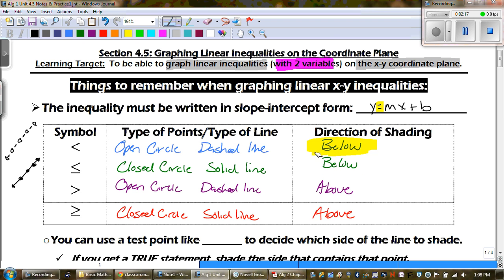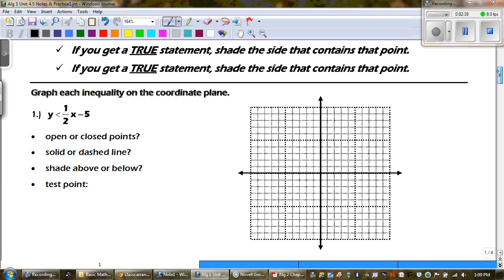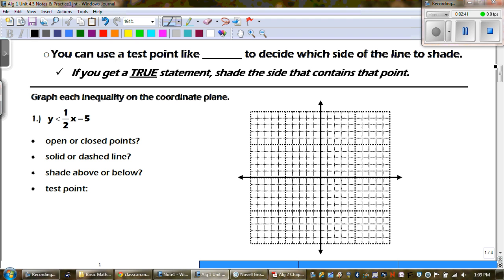So now if you look at the next one, greater than has open circles and it's a dashed line. And since it's greater, we shade above. And then greater than or equal to is a closed circle with a solid line, and we shade above. Okay? You need to know that. We will be referring to that a lot.